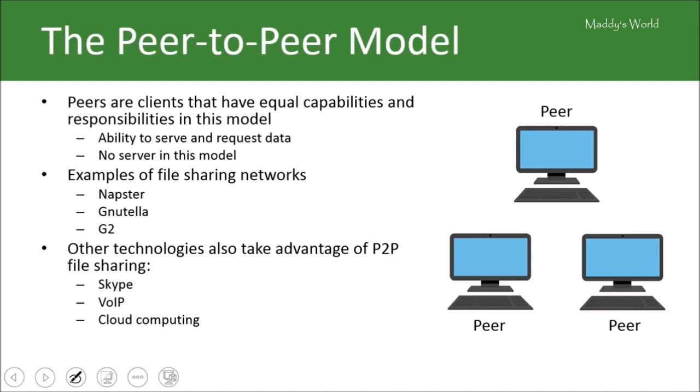You also may find file sharing networks like Napster, if you're old enough to remember that. I think Napster is still around, but in a very different form. You have Gnutella and then also G2. So peer-to-peer model is a little different. Each computer accesses data and requests data from its peers and not from a server. So those are two different models that you'll see in your journey through networking.